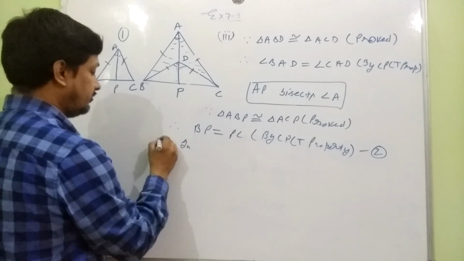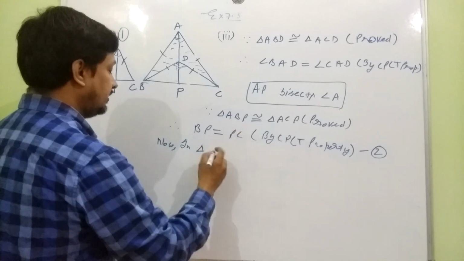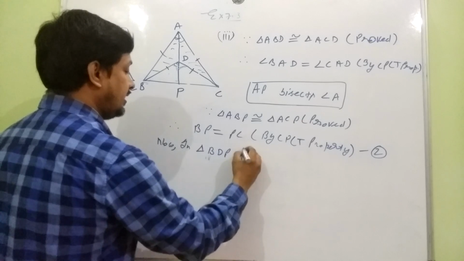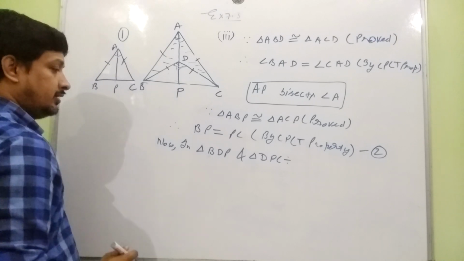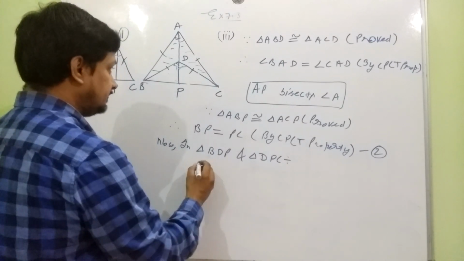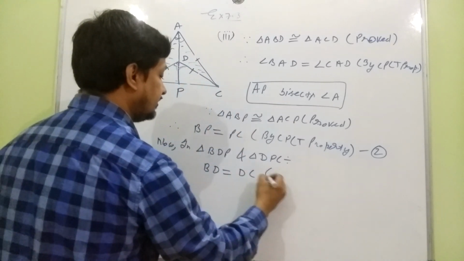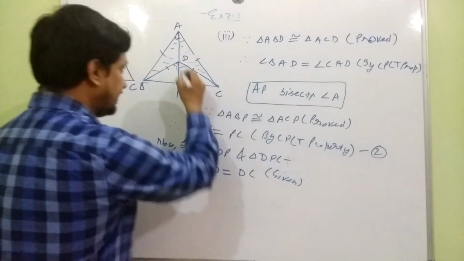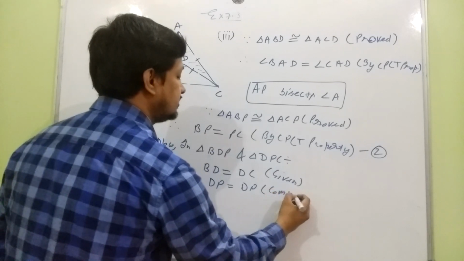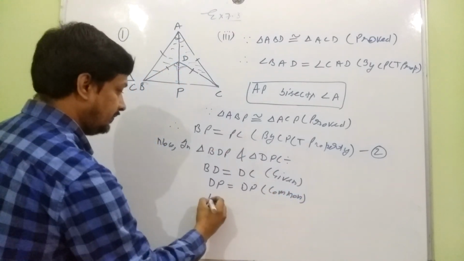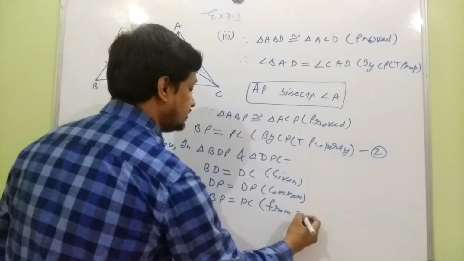So now in triangle BDP and other triangle is DEC. Okay, so what is the first thing? First thing is BD side of this triangle is equal to DC side. It is given to us in the question. Second thing, DP is common. Third thing, BP equal to PC. From equation 2, we have just proved.